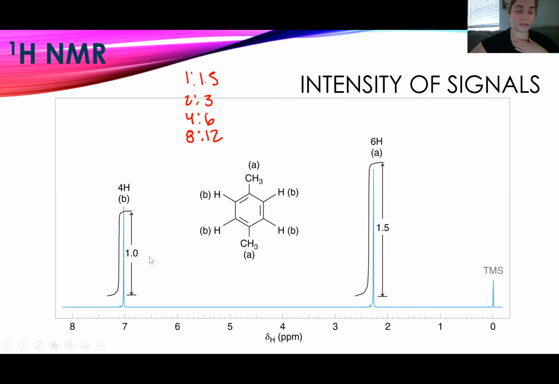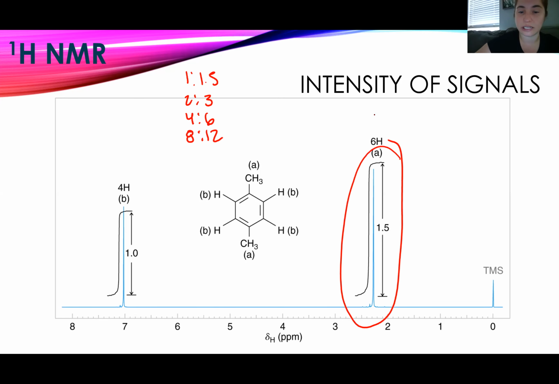And you can go from there to determine how many protons it's actually representing. So this peak here is representing 6 hydrogens. And we're going to analyze this structure a little further real fast. So ignoring the integrals right now, we have 2 unique signals. We have one at about 2.25, and then we have one at almost exactly 7.